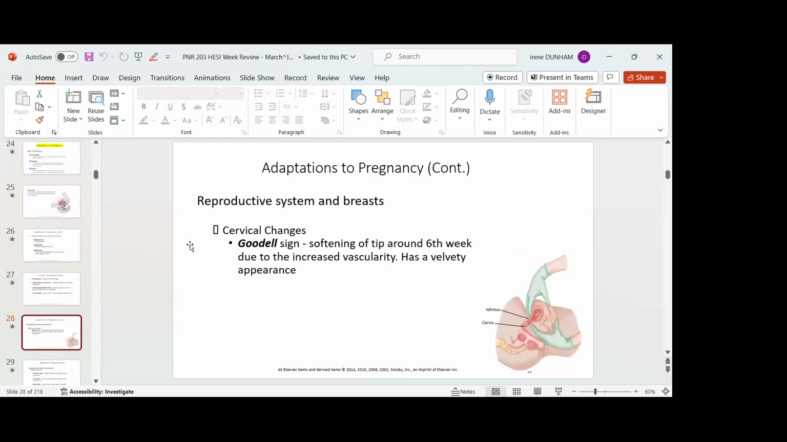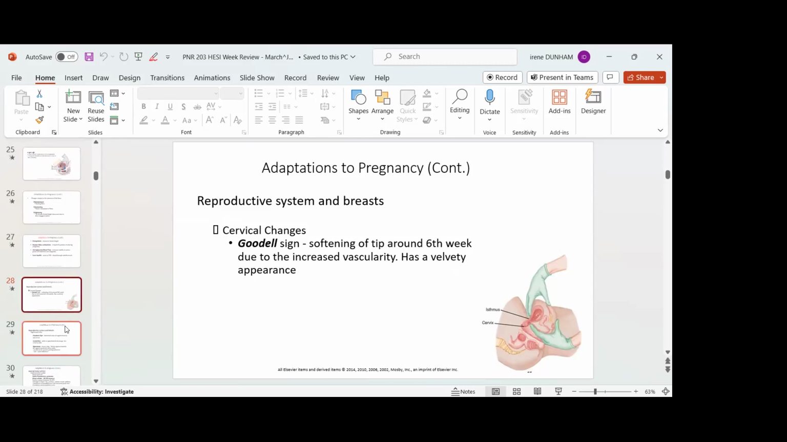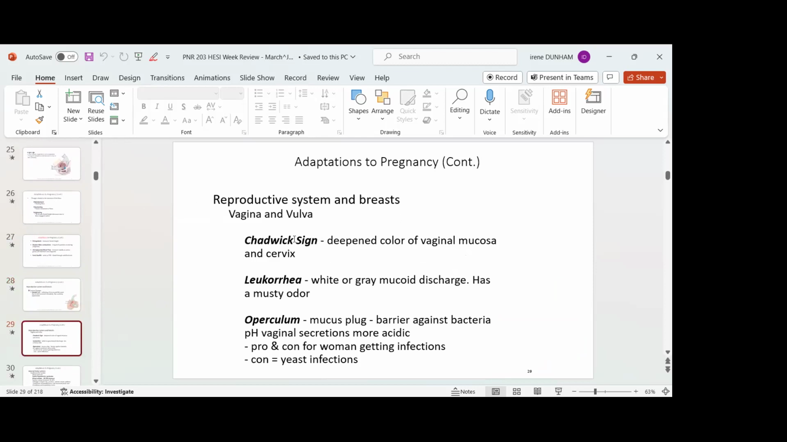Another cervical change in the reproductive system is called the Goodell sign. This is softening of the cervical tip around the 6th week. Again, there's increased vasculature, and we call this the red velvet. It has a red, velveteen appearance. So there are some signs that this is happening. I talked about the Chadwick sign already. It's a deepened color of the vaginal mucosa and the cervix. And I'll tell you why, guys.